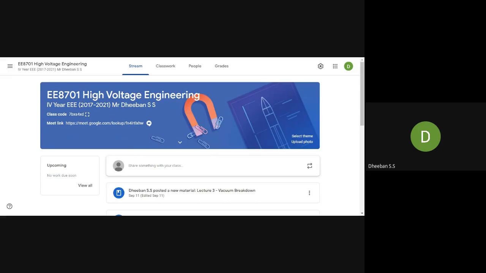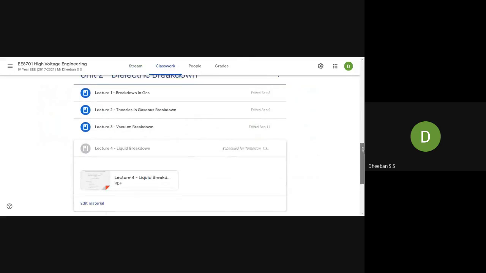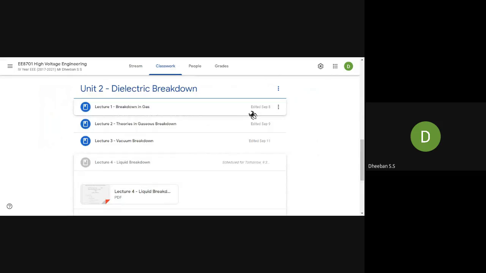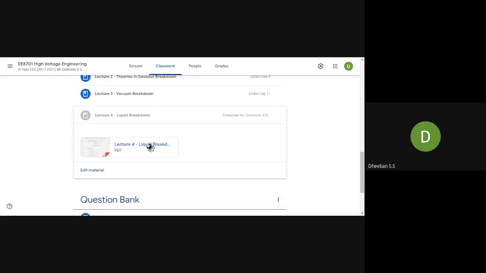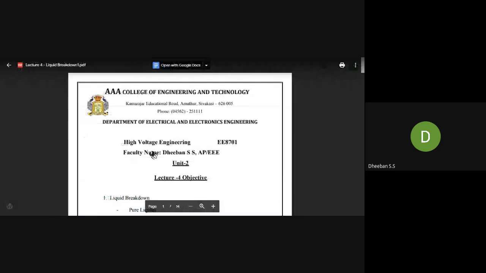So in this lecture, we'll be seeing the breakdown in liquids. In the previous class, we have been seeing the different kinds of breakdown in different mediums. We first started with the breakdown in gaseous medium, then moved on to the different theories governing gas breakdown, followed by the vacuum breakdown. After that, today we'll be seeing the liquid breakdown.